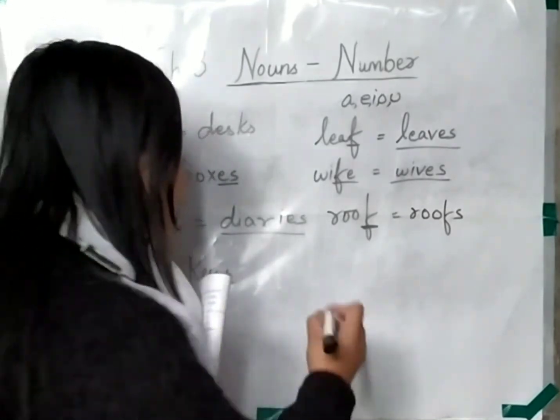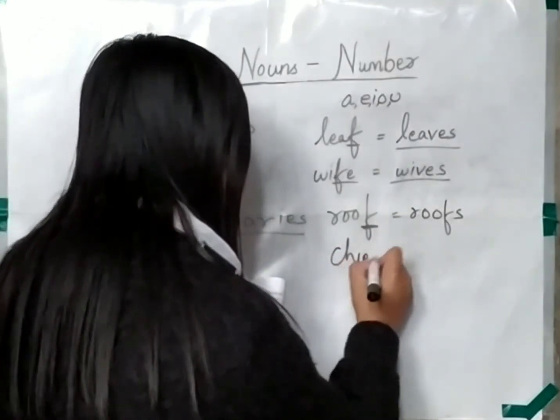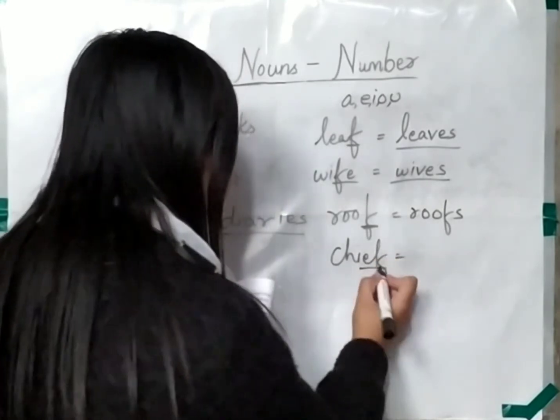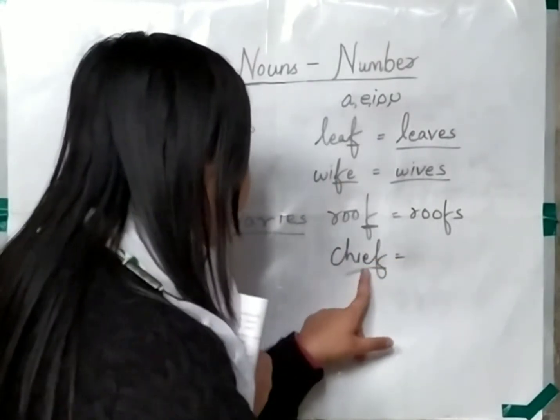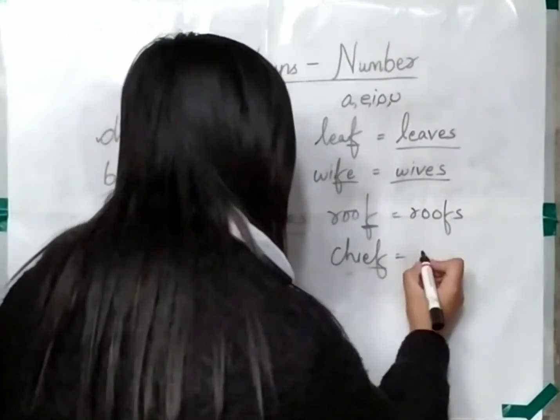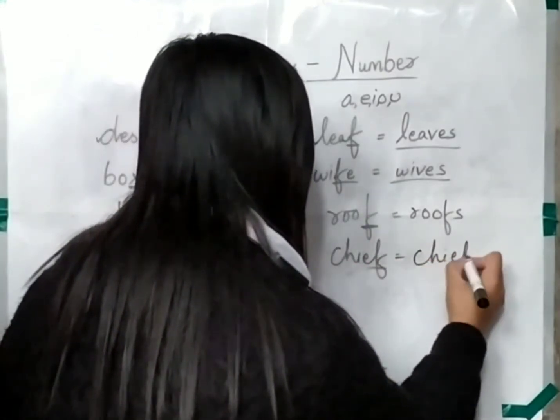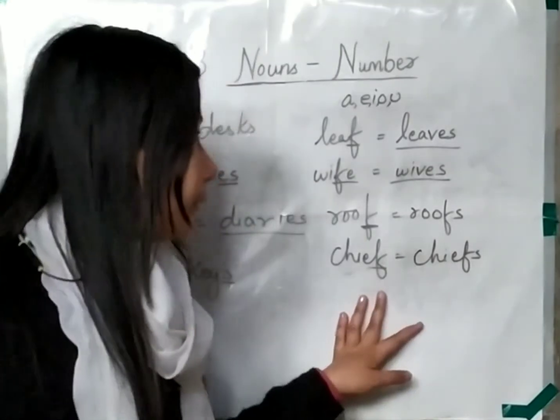Similarly, in the word chief, C-H-I-E-F, chief, it's ending in F. Over here again, in the letter F, what will we do? We will again remember the same thing and we will add S: C-H-I-E-F-S. So this is what the book is telling us.